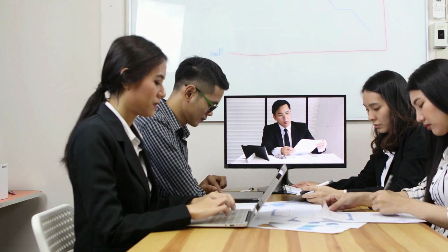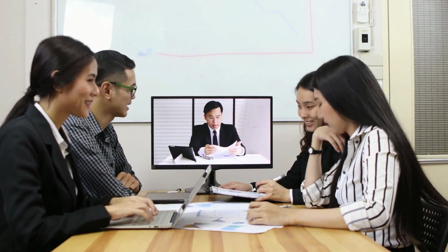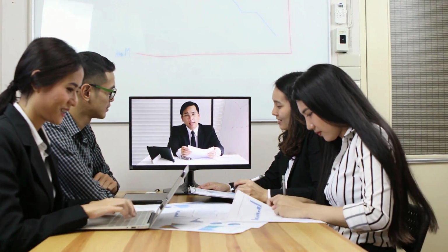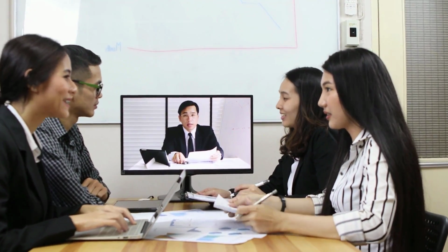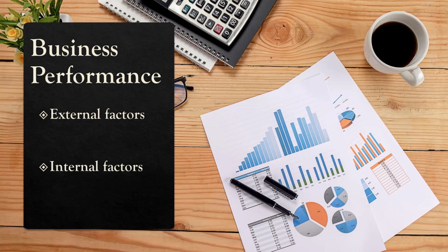Running a successful business year on year is not easy. It is nonetheless manageable. At Success, we believe that managing a successful business is determined by 3 pillars. These pillars in order of priority are: 1. People. 2. Business processes. 3. Technology. The 3 pillars can have a huge impact on the business performance. This impact can be categorized into 2: 1. External factors. 2. Internal factors.